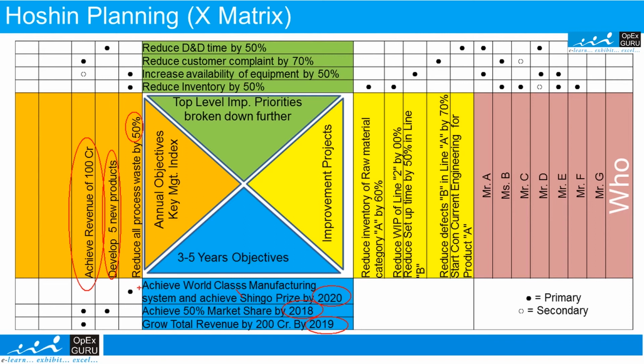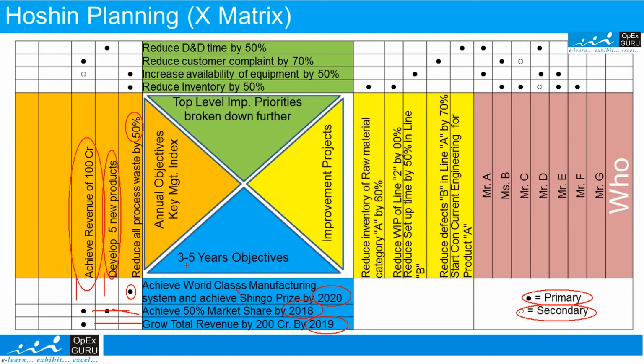And as we see here, there are some dots put over here. There is a black dot and a white dot. The black dot represents a primary connection between the 3 years objectives and the 1 year objective, and the white dot represents a secondary connection. So it shows how strongly they are connected to each other. So here, for example, achieving 50% market share is connected with this goal, which is develop 5 new products. And if you see here, achieve 100 CR is connected with both this as well as this. So this dot represents the connection, how strongly they are correlated with each other.